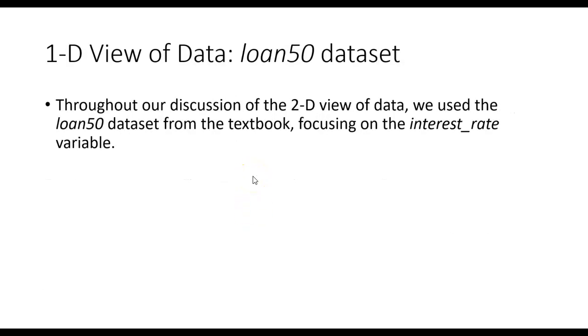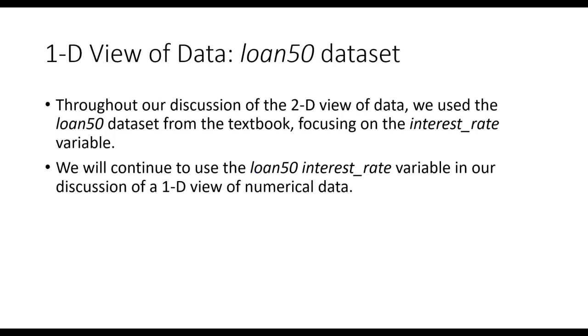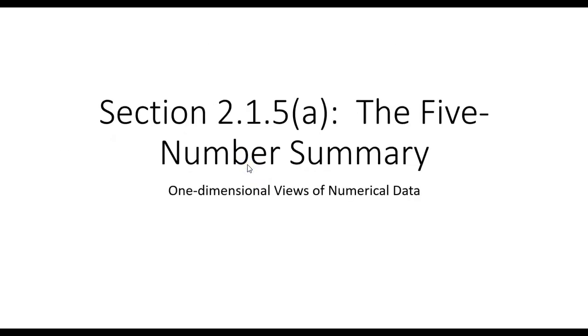Throughout our discussion of the two-dimensional view of data, we used the Loan 50 dataset from the textbook, focusing on the interest rate variable. We will continue to use the Loan 50 interest rate variable in our discussion of a one-dimensional view of numerical data. Let's begin by turning our attention to what is known as the five-number summary.